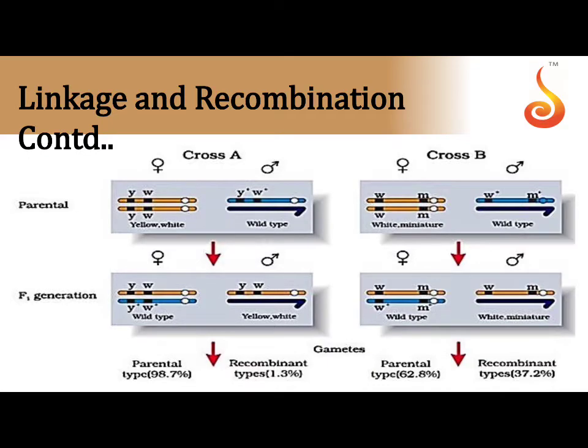T.H. Morgan explained linkage and recombination by doing a dihybrid cross in Drosophila. This cross in Drosophila gave a very similar kind of result to what we saw in the case of pea given by Mendel. In this case, T.H. Morgan considered the X chromosome. So, we know in the case of Drosophila there are 2 X chromosomes in females and 1 X chromosome in males.